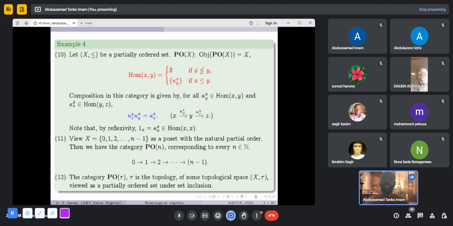So you can now see that these are points. You can take the set of natural numbers under the natural partial order. 1 is less than 2, less than or equal to 3, and so on. Which means here 1, 2, 3, 4, 5 are your objects. So you can see they are not sets.